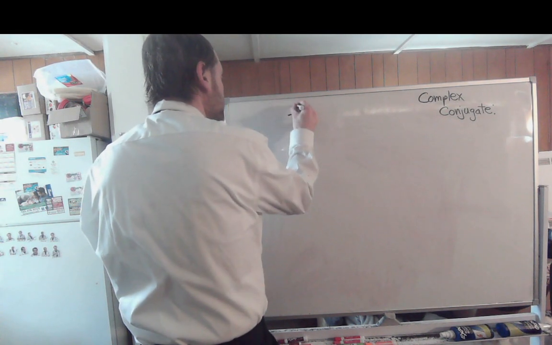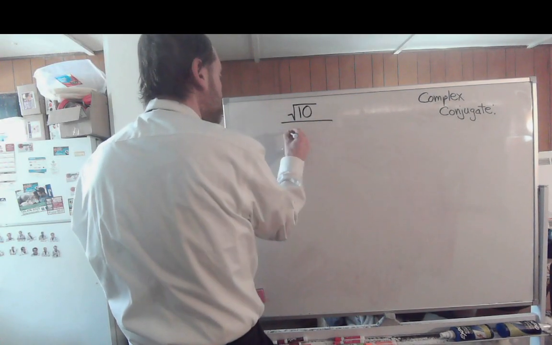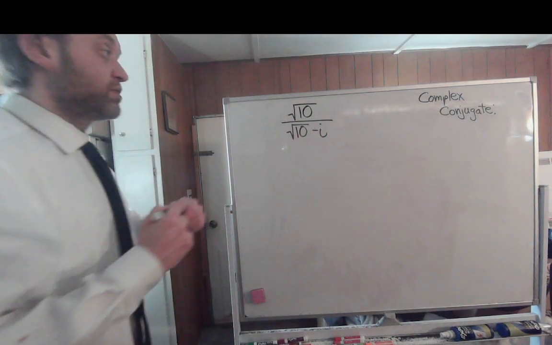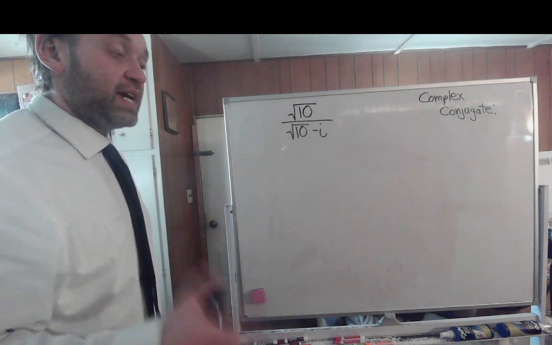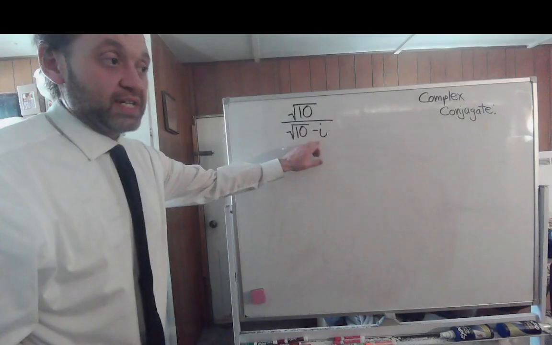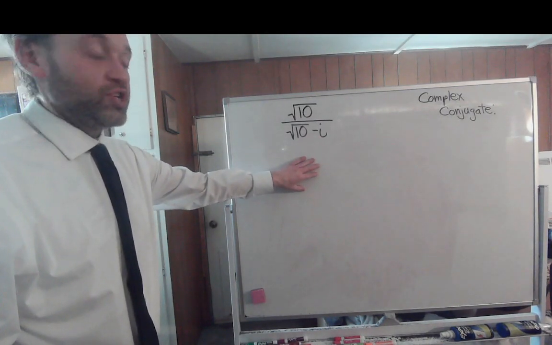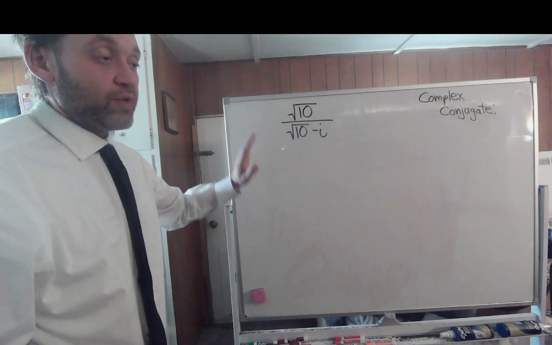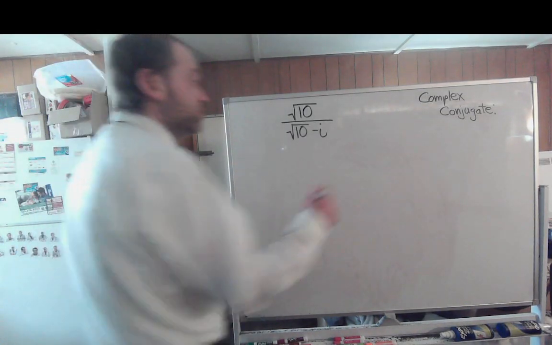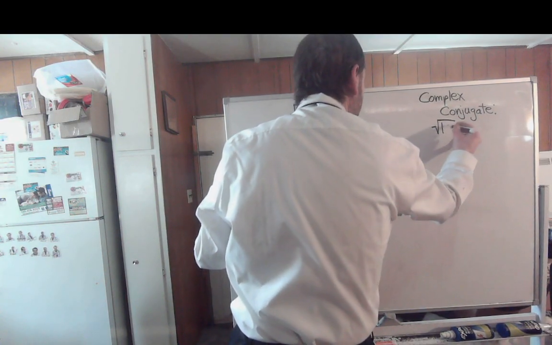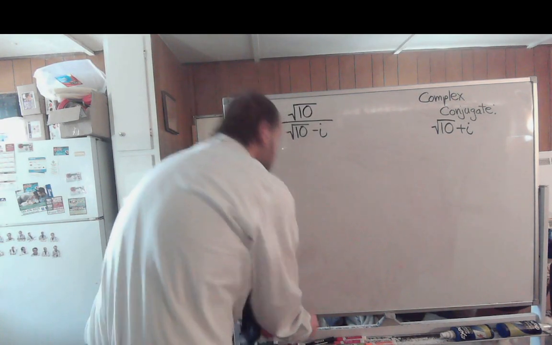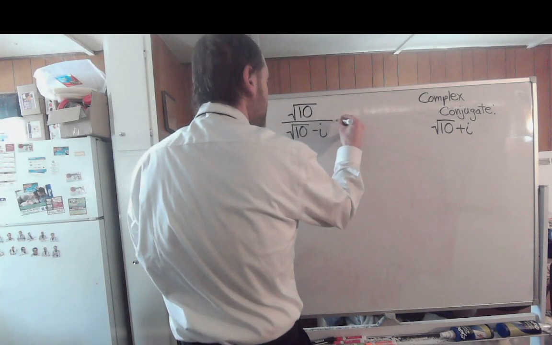All right, so let's see. We have the square root of 10 all over the square root of 10 minus i. This one, it looks like they're trying to trick you. But in this case, wherever you start, the i will dictate. Your i dictates your complex conjugate. So we want to rationalize the denominator. You have the square root of 10 minus i. Your complex conjugate is going to be the square root of 10 plus i. So now you're going to have to multiply both numerator and denominator by the square root of 10 plus i.